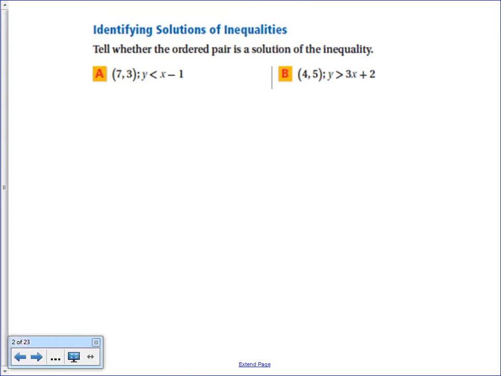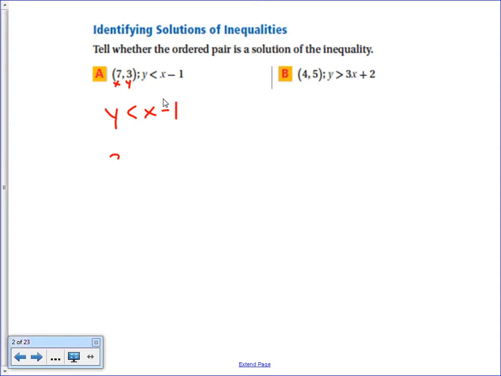So, identifying solutions of inequalities. This tells us, or you need to tell, whether the ordered pair is a solution of the inequality. So they give you a coordinate, like for letter A there, we have 7, 3. And I need to know if I plug in 7 for x and 3 for y, is y less than x minus 1? So let me rewrite this. y less than x minus 1. So what you're going to be doing is plugging in 7 for x, 3 for y, and seeing if that inequality is true.